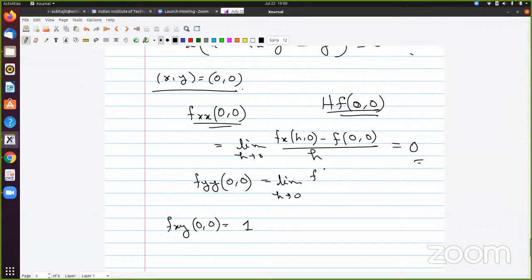Sir, could you repeat that again? I am saying if fxy and fyx are not equal at some point, then the Hessian matrix is not symmetric, right? Yes, that is what only I am saying. I am not saying anything else.